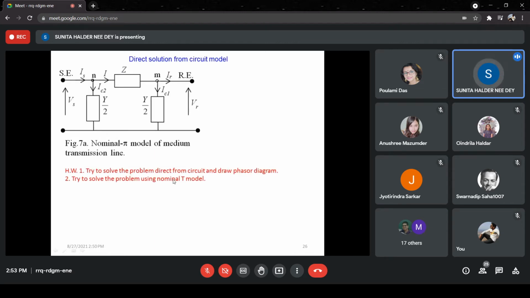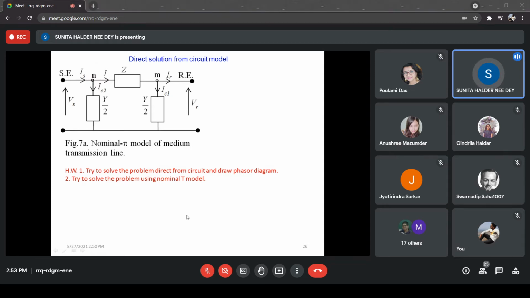Now the same problem we may solve using the direct circuit model. How can we solve it? Since the load is given, you know IR. From there you have to calculate IC1, as we have derived for the ABCD parameter. Then we have to calculate I, then total IS. Similarly, from I you can calculate the drop, and you can calculate VS. In that way, you can calculate it.